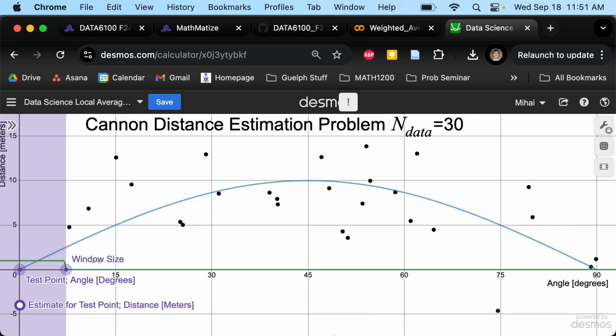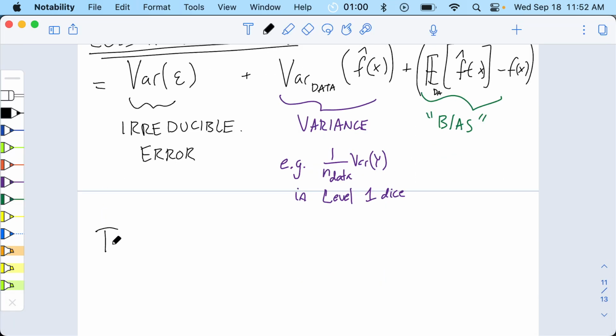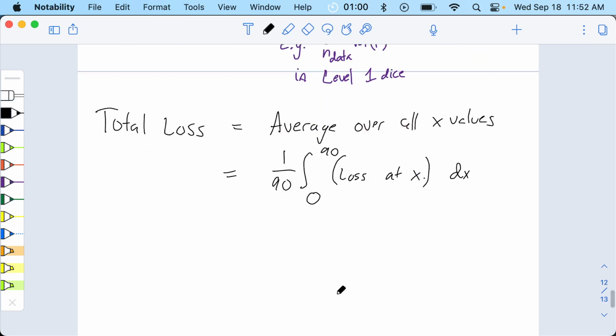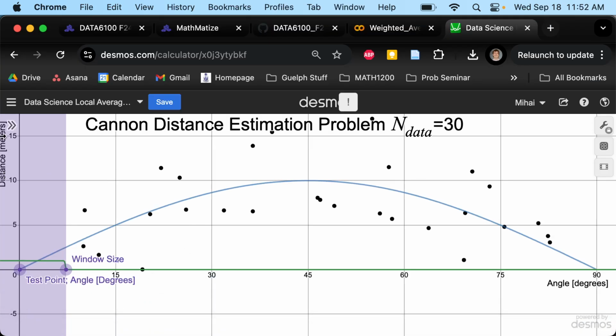Okay, so this is the loss at some point x, and sometimes you'll talk about the total loss, which means average over all x values, and to average over all x values, you do an integral. So in our example, you do an integral from x equals 0 to 90, with 1 over 90, and then you do the loss at x dx. Okay, so this is the average value of the loss.